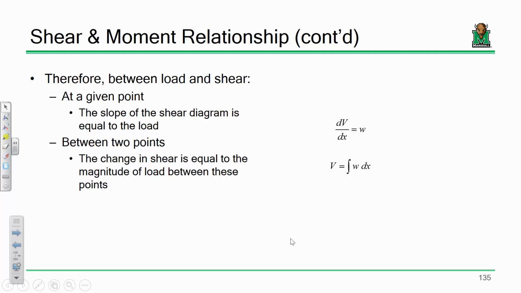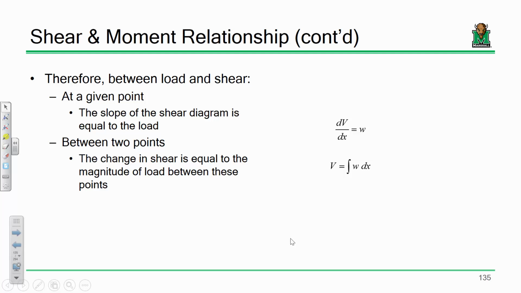At any given point, whatever the value of the loads are, that equals the slope of the shear diagram. So this is going to require a little bit of an understanding from you all about slopes. Remember, positive slopes go like that, negative slopes go like this. What's a zero slope? That's when it goes flat. So you're going to kind of need to know that. And then between any two points, the change in shear is equal to the magnitude of load.